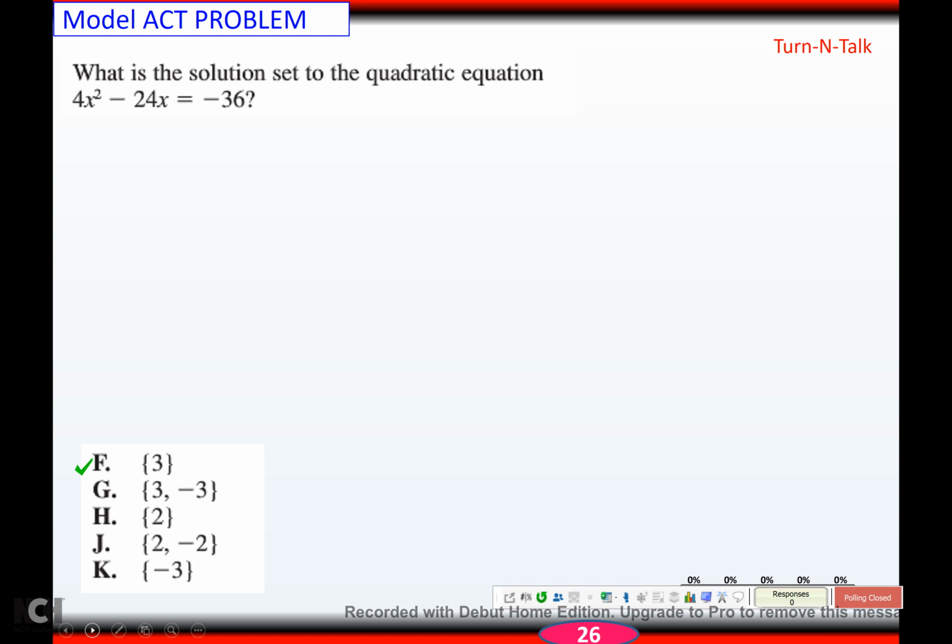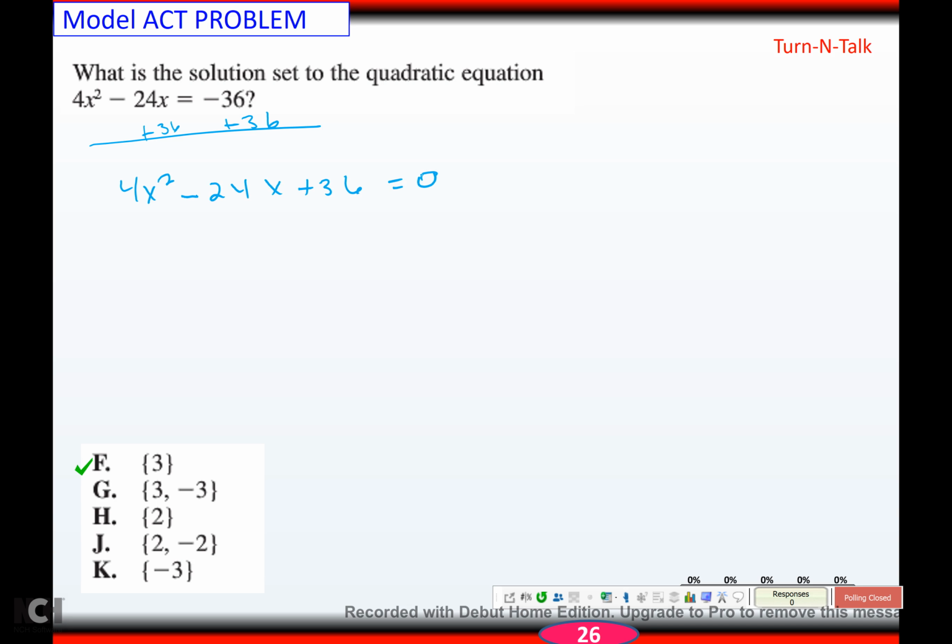Alright, hopefully you got 3. This one I need to get everything on the same side, so I'm going to add 36, add 36. That gives me 4x squared minus 24x plus 36 equals 0. So I got to get everything on the same side.